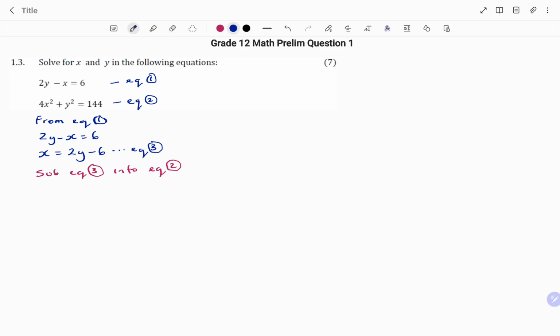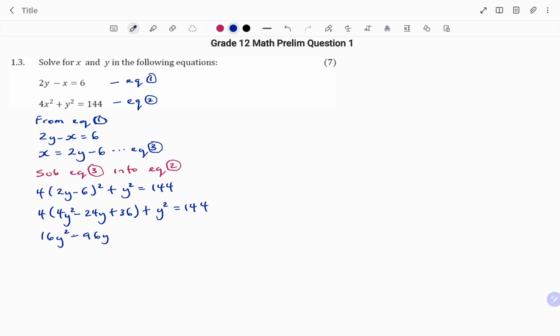And what I have will be every occurrence of x, I replace it with 2y minus 6. So I have 4 in bracket 2y minus 6 all squared plus my y squared equals to 144. If I expand 2y minus 6 all to the power of 2, I'm going to have 4y squared minus 24y plus 36 plus y squared equals to 144. Taking out the bracket, I have 16y squared minus 96y plus 144 plus y squared.